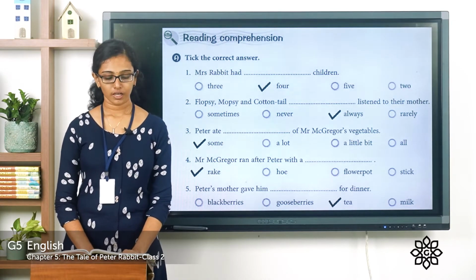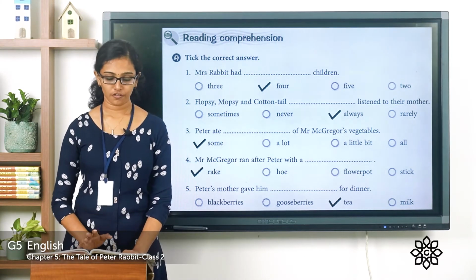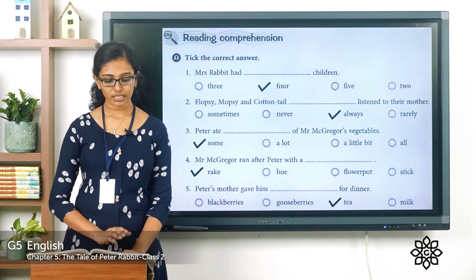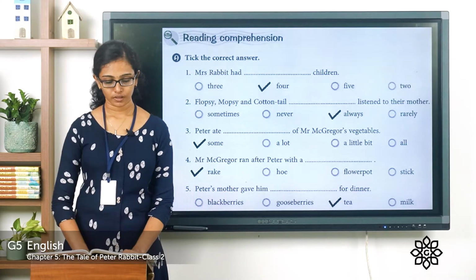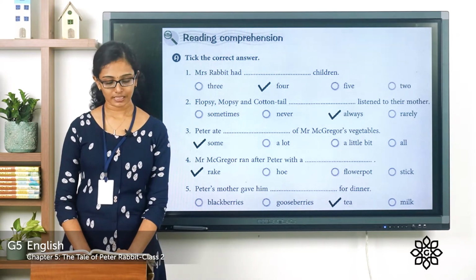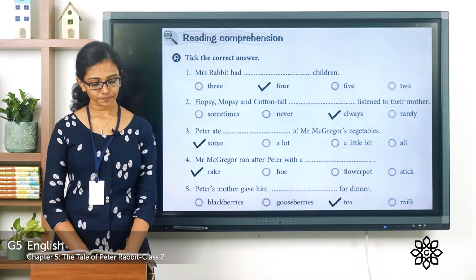Question number 3, Peter ate dash of Mr. McGregor's vegetables. Is it some, a lot, a little bit or all? So Peter ate some of Mr. McGregor's vegetables.